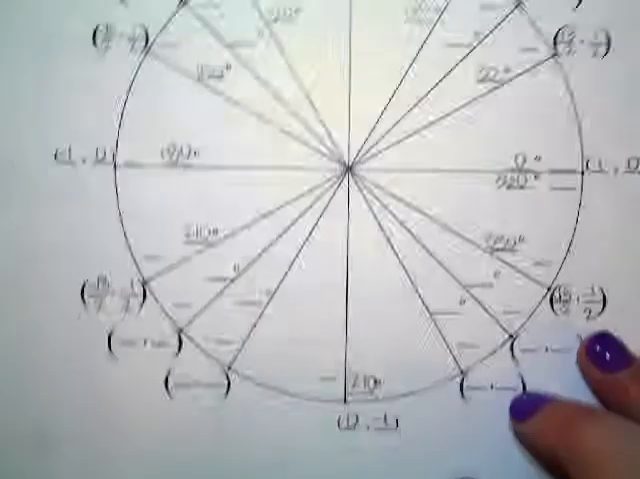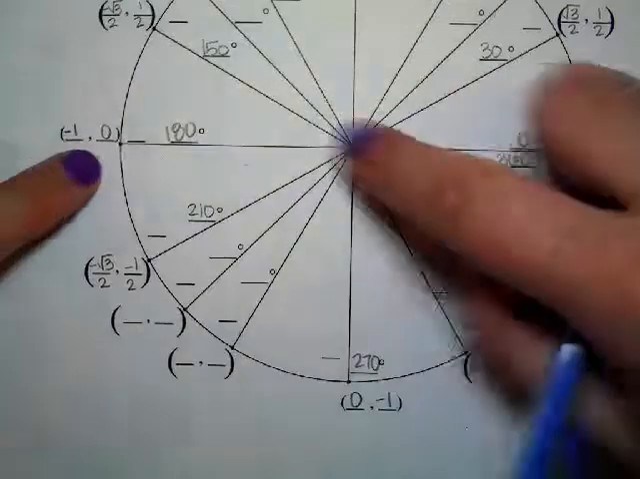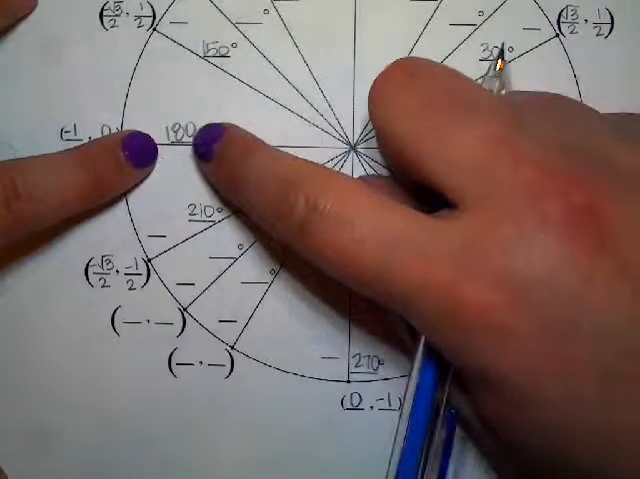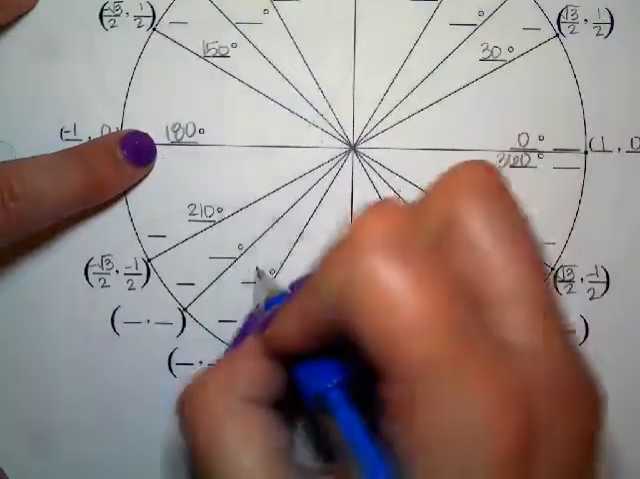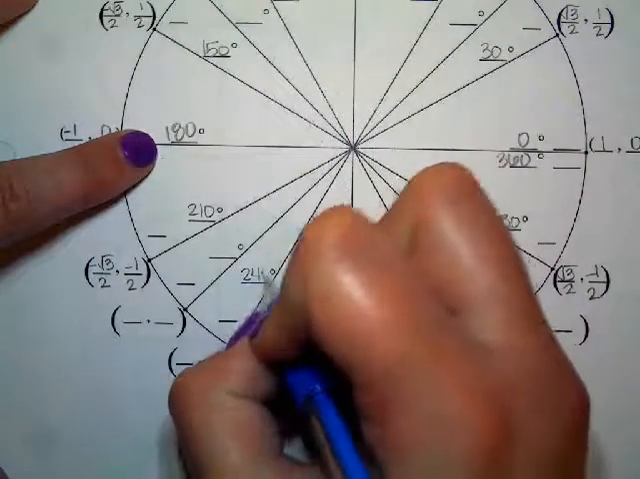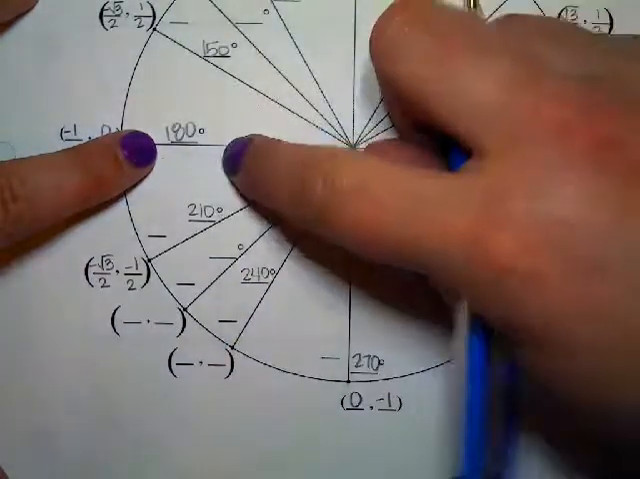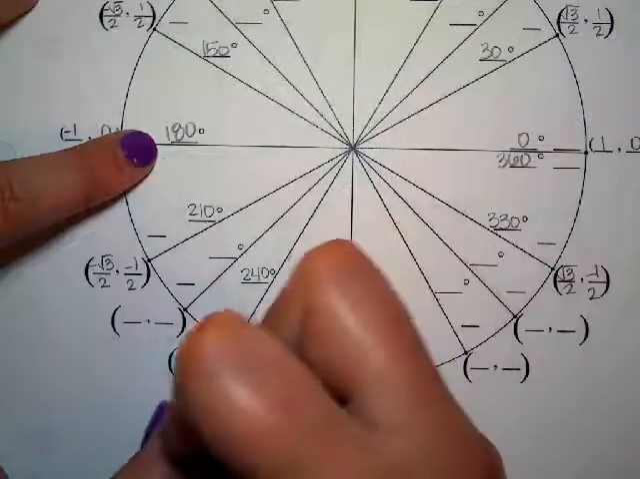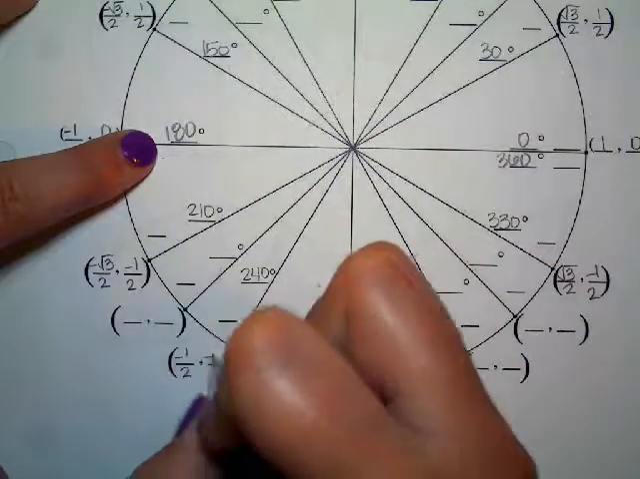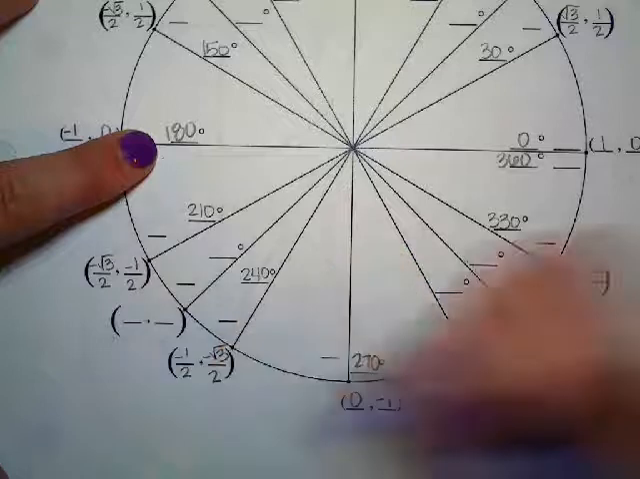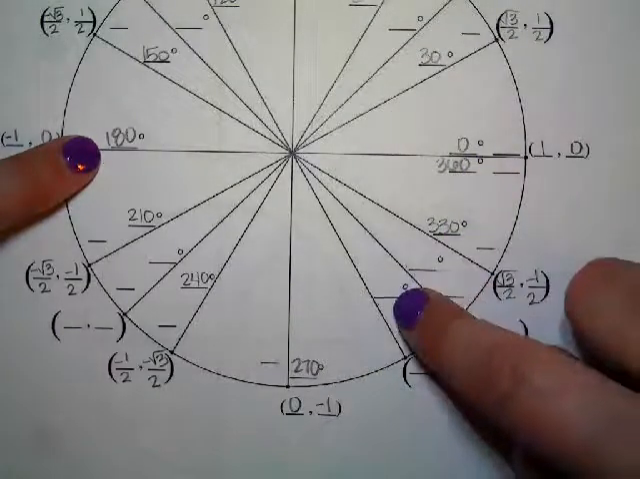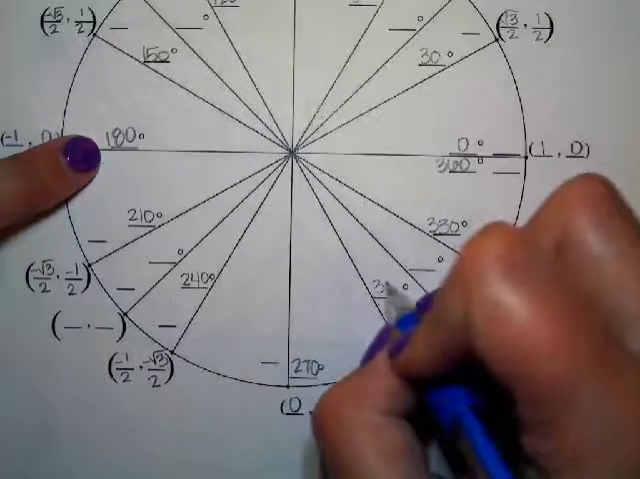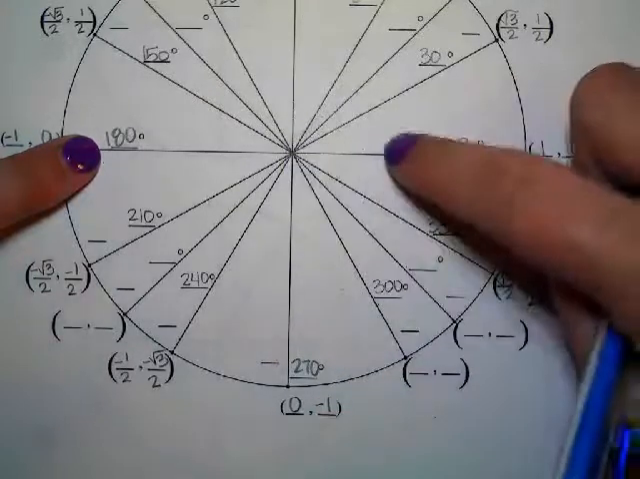Okay, and then from 180, we go 60 degrees, and so that's going to be 240. We go left 1/2, down root 3 over 2. And then from 360, we go down 60 degrees to 300, right 1/2, down root 3 over 2.